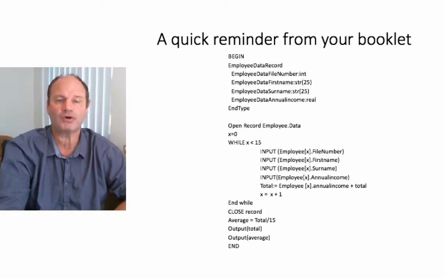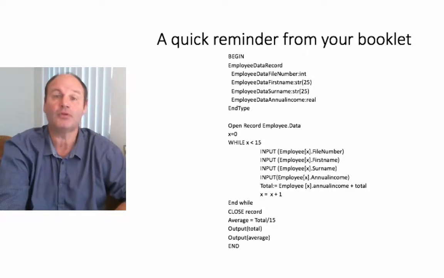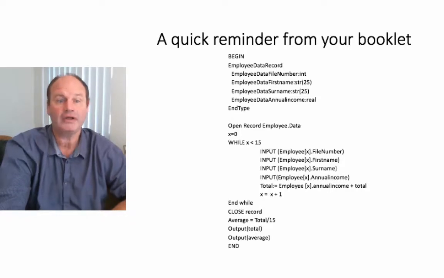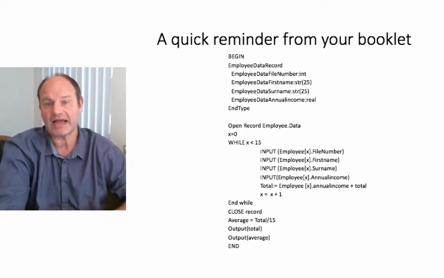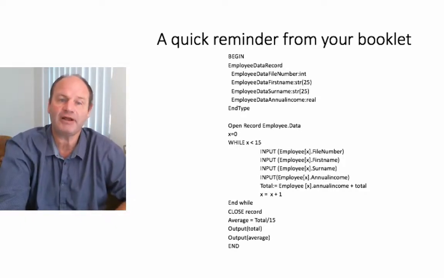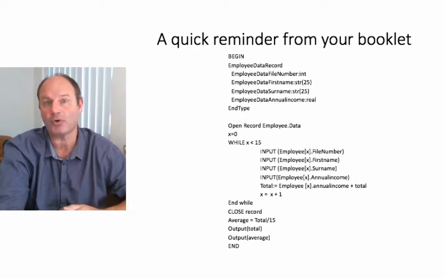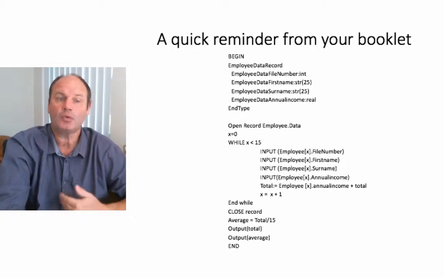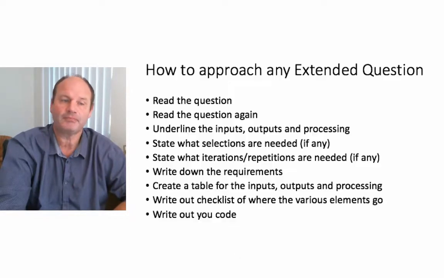Here is our record structure again. This time look at the while loop. We could have used the for loop and written for x 0 to 14. A while loop is just as efficient. In the while loop we are putting 15 records of data into the employee record. We are needing to use a counter with the while loop.